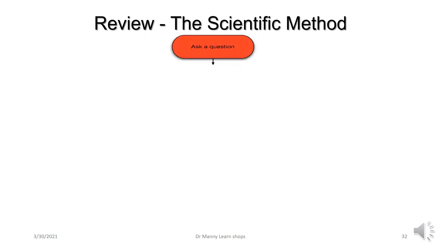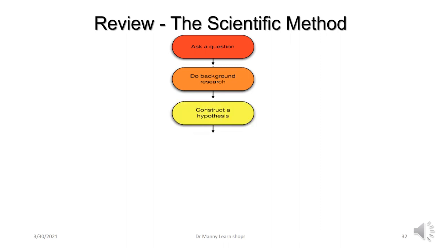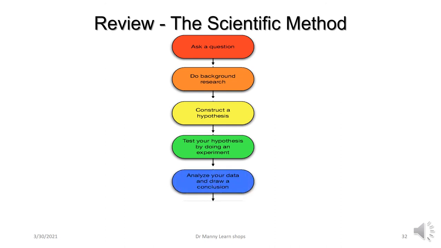Then you ask a question, followed by a background literature search. Then you construct a hypothesis or make a prediction. You test the hypothesis by doing an experiment using a specific recognized methodology. Then you analyze your data and draw a conclusion, following which you report your findings and determine whether your hypothesis was correct or incorrect, true or false.